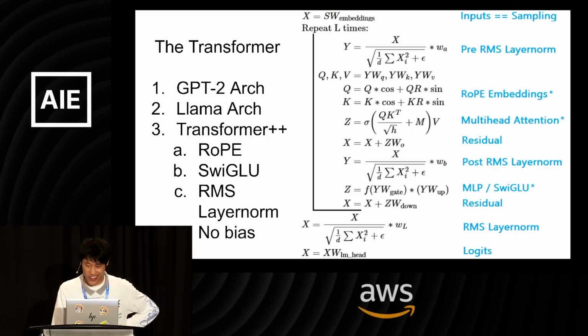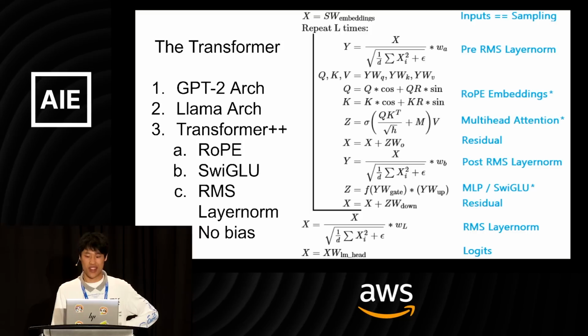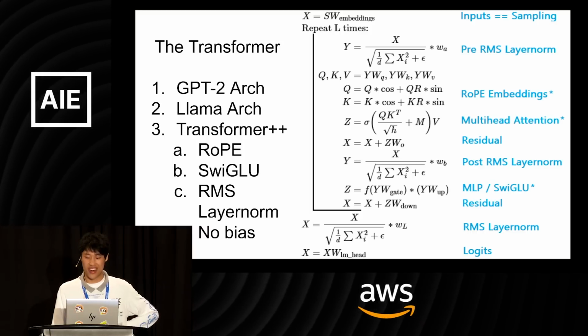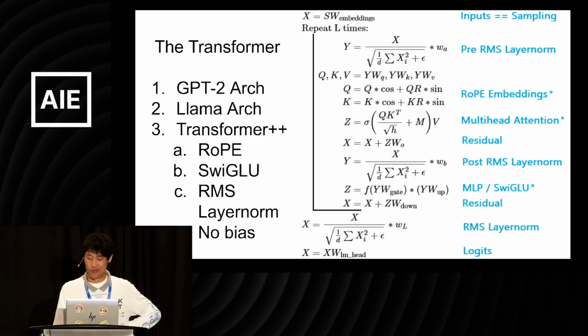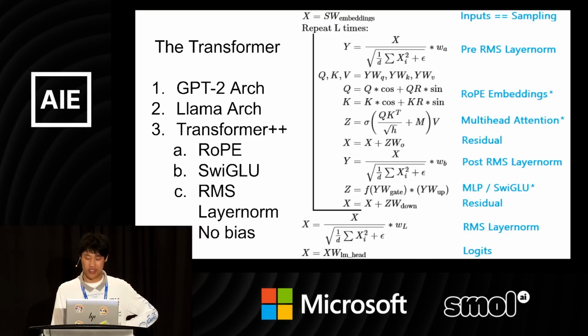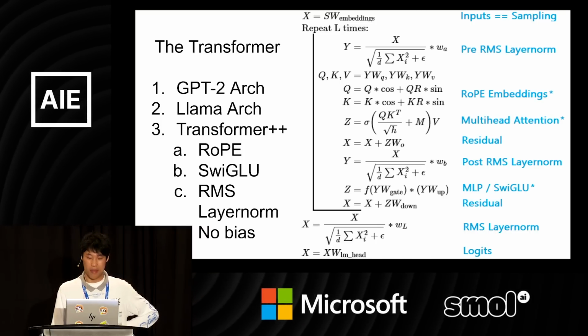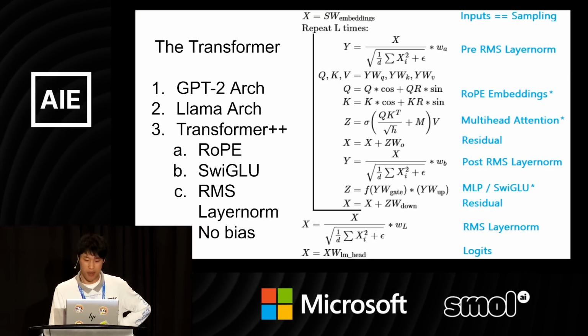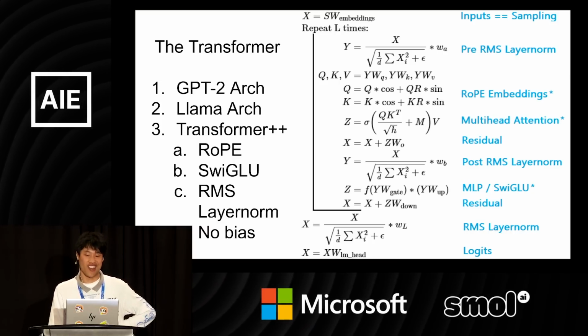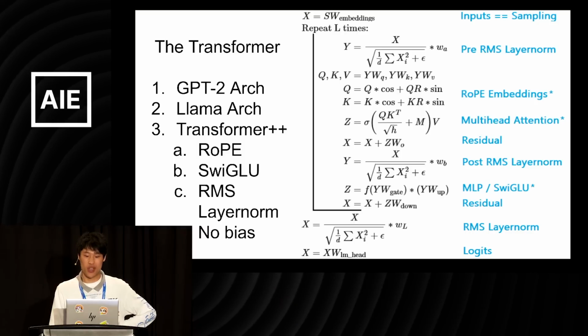All you need to do is get some inputs, do some layer norm, do some rope embeddings, do some attention, plus some residual, do some layer norm, SWA whatever, residual, layer norm, and you get logits. And you essentially repeat this middle section L times or many times. And that is the transformer architecture.